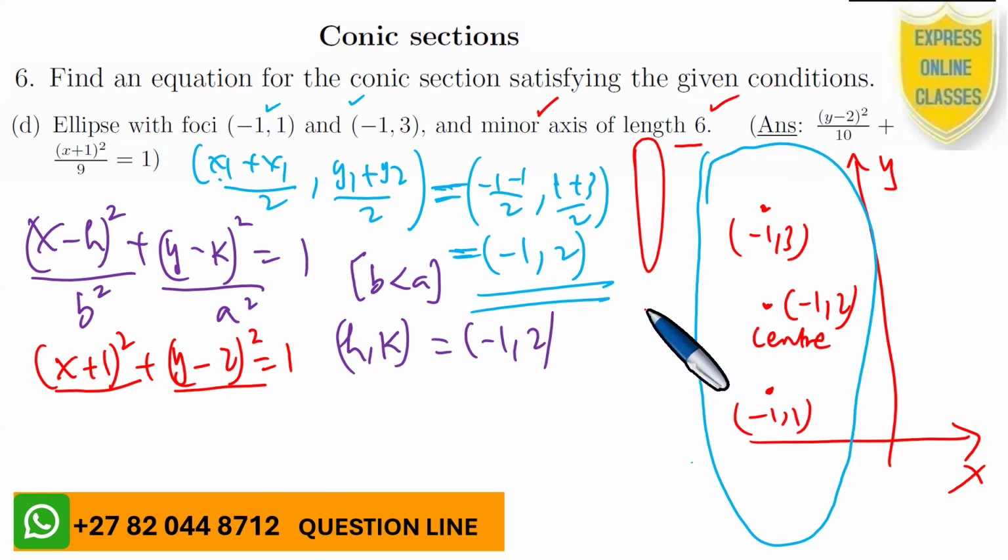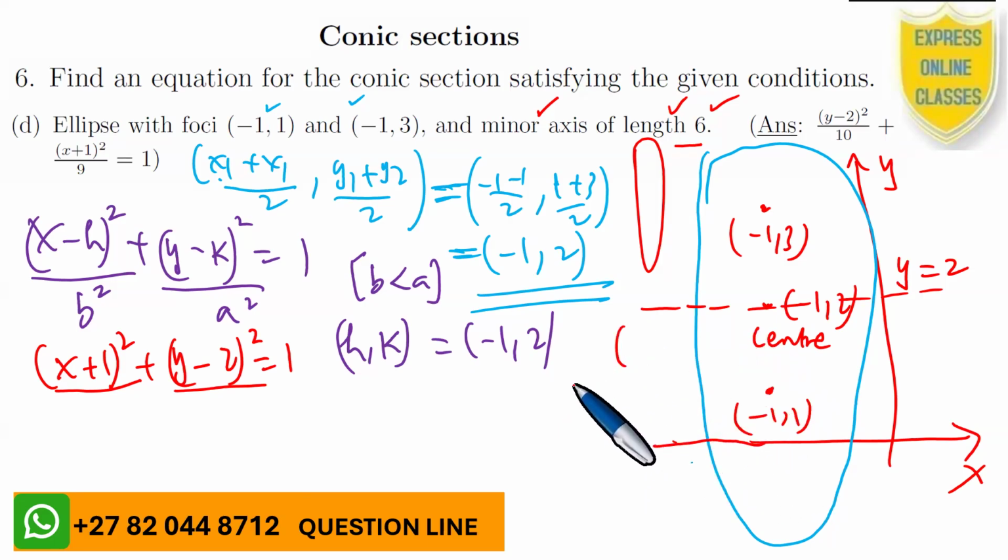Because you just have to do this through the center. Now if the length is 6, and y is equal to 2, then you measure from -1, 2, 6 units. You're going to drift the distance. It must be 3, 3 for it to be 6 total, because it is the minor axis length. If it's 3, 3, then you have x equal to -1.